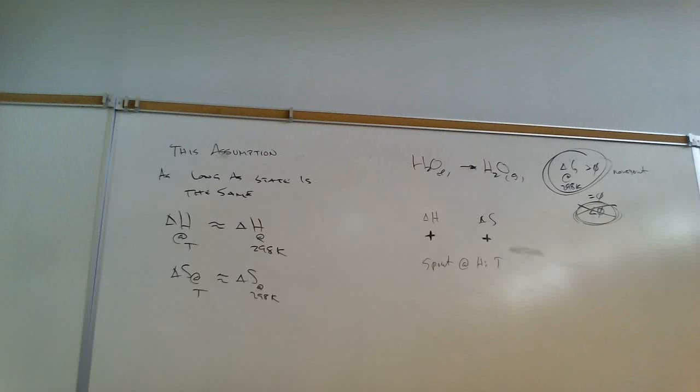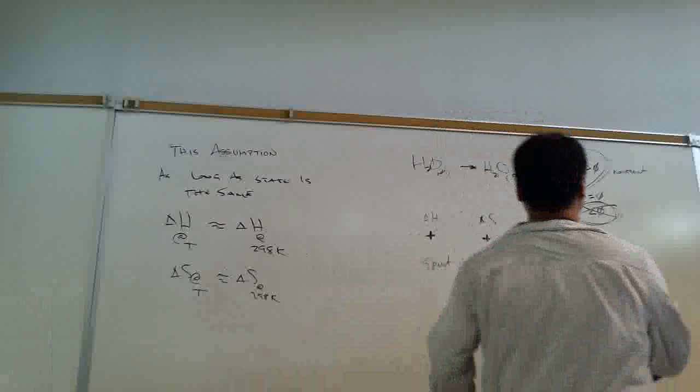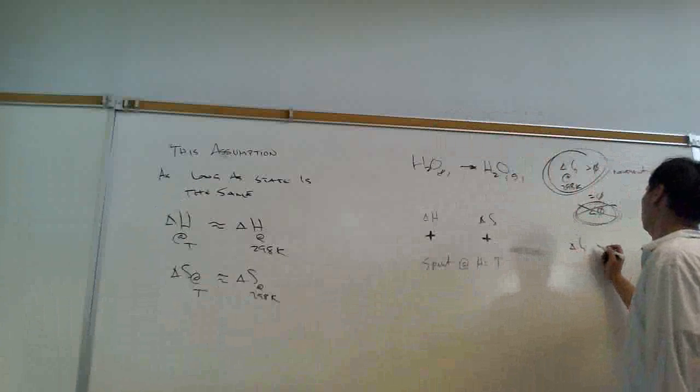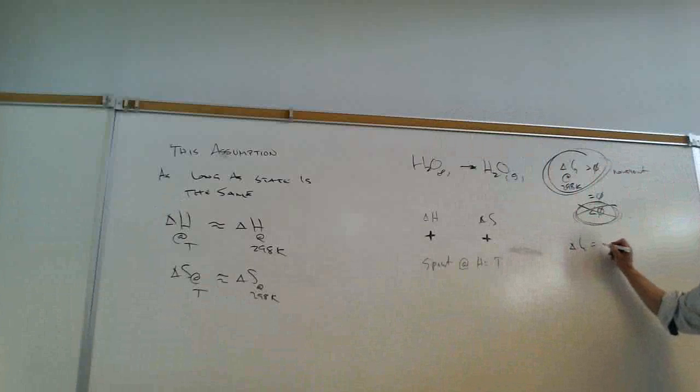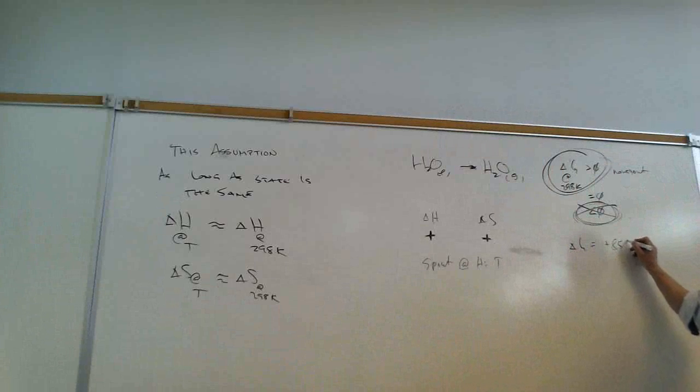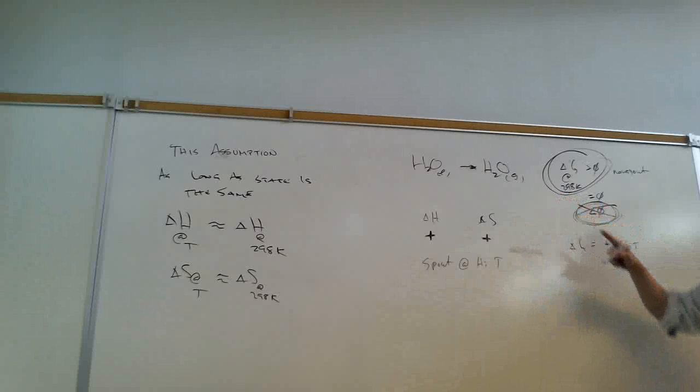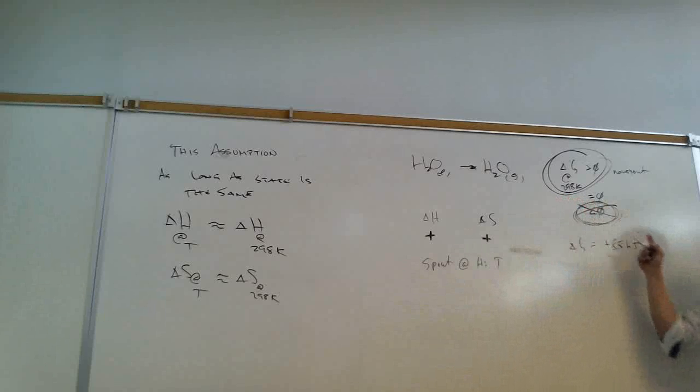What's that? 8.5? 9.5? 8.5? All right. So using Appendix D data, we just figured out it's going to be plus 8.5 kilojoules as written. And you could write this kilojoules per mole or just kilojoules because it is per mole there.